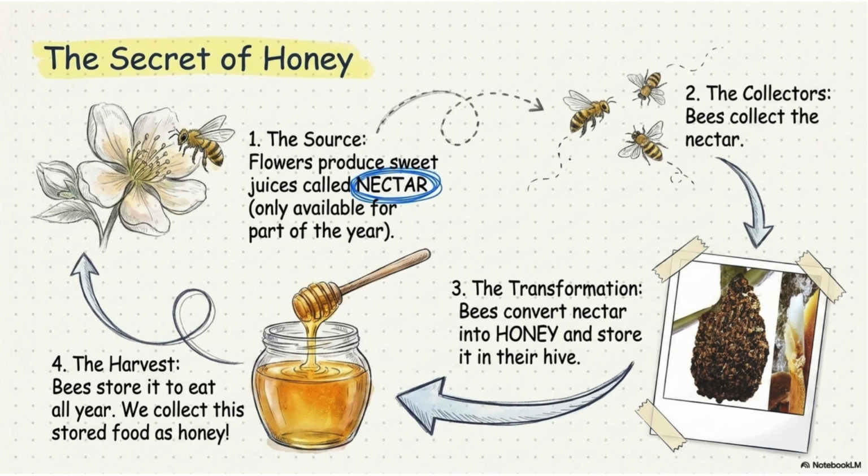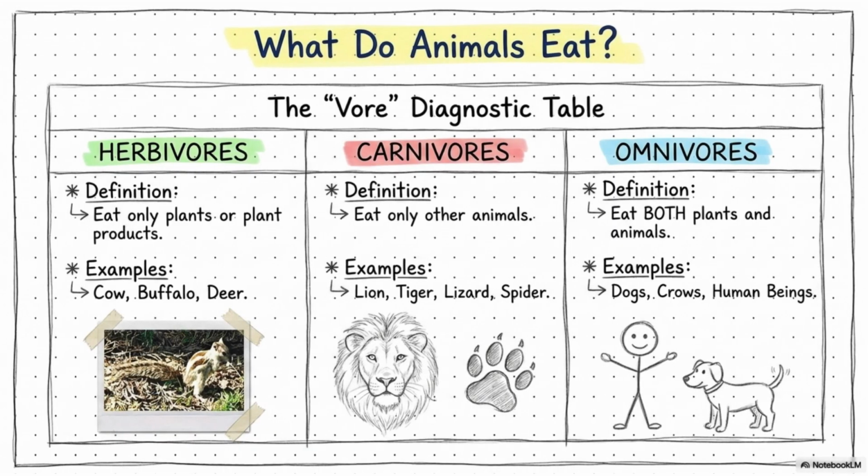The bees act as the collectors, flying around and drinking up this nectar. Then, they transform that nectar into honey and store it inside their beehive. Because flowers only bloom for part of the year, the bees store this food so they can eat it all year round. When humans come along, we harvest that stored food and enjoy it as sweet honey.